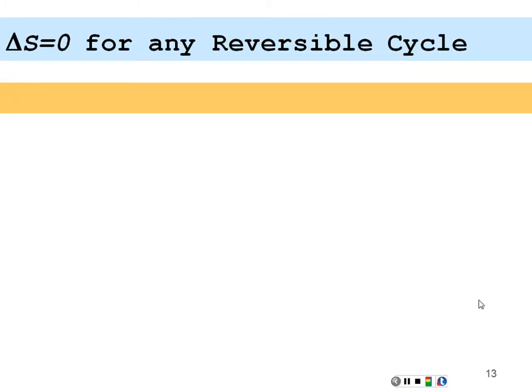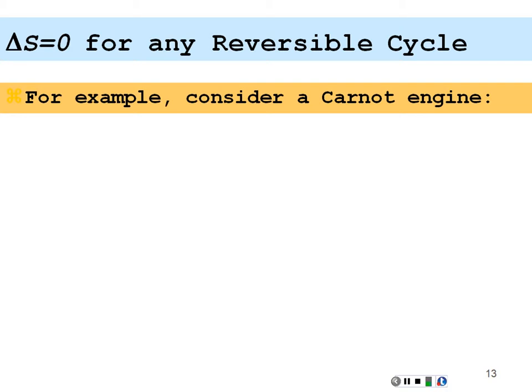What about a reversible cycle? For a reversible cycle where you can go from one state to another and reverse yourself, there should be no change in entropy if it's reversible. As you're going from state to state and there's no consequence of that, then no change in entropy. And we can prove this. Consider, for instance, a Carnot engine.